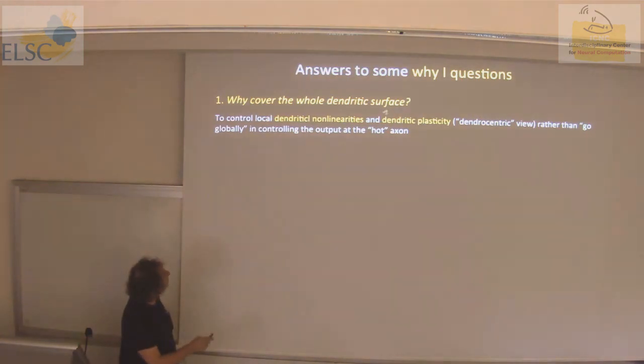Why cover the whole dendritic surface? We may discuss it. To control dendritic nonlinearities, I think that's the most important thing of having local inhibition distally, and also dendritic plasticity. And I think that's why we call for a dendrocentric point of view rather than a somatic-centric point of view, at least because we have dendritic nonlinearities locally.